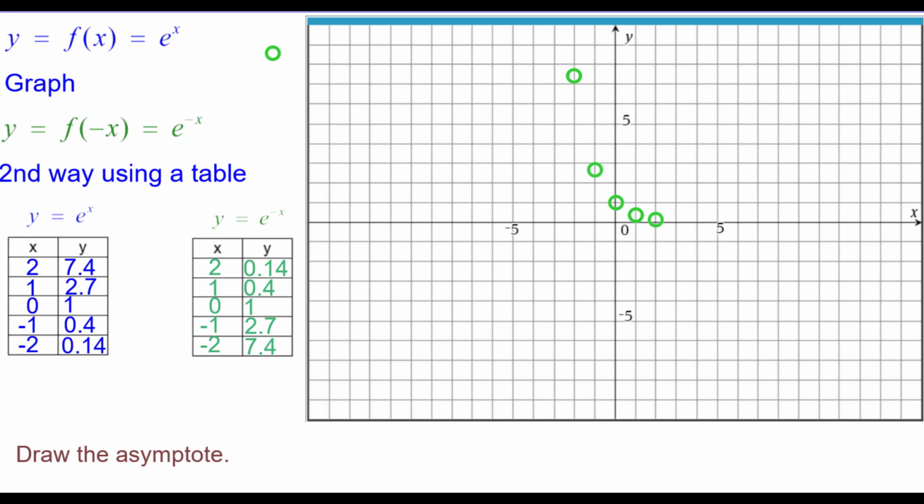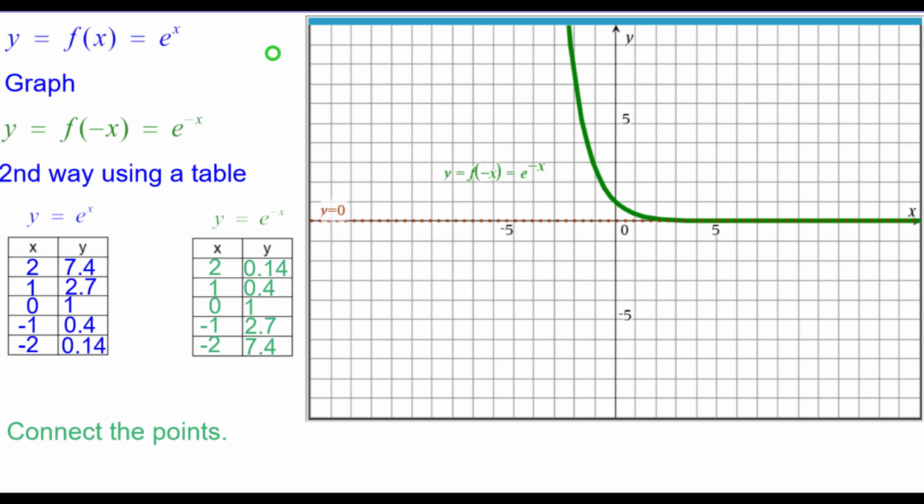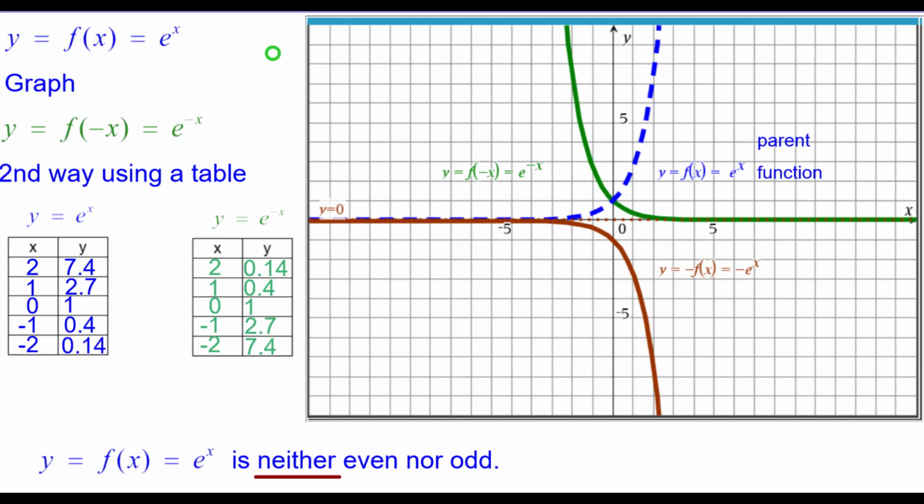Draw the asymptote, the x-axis, and connect the points. Comparing it to the other graphs, you can see that it's neither even nor odd.